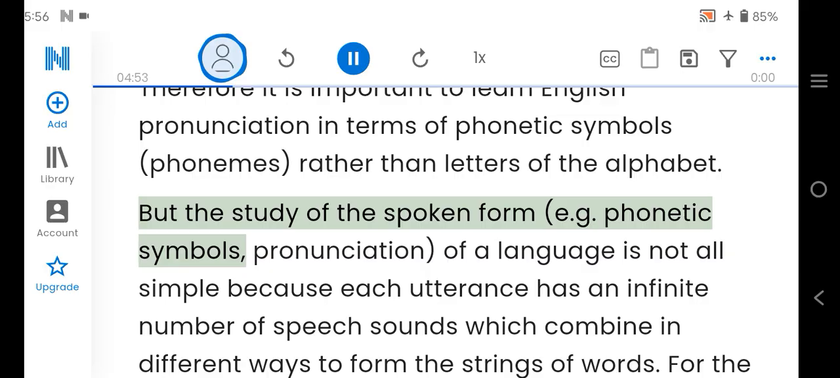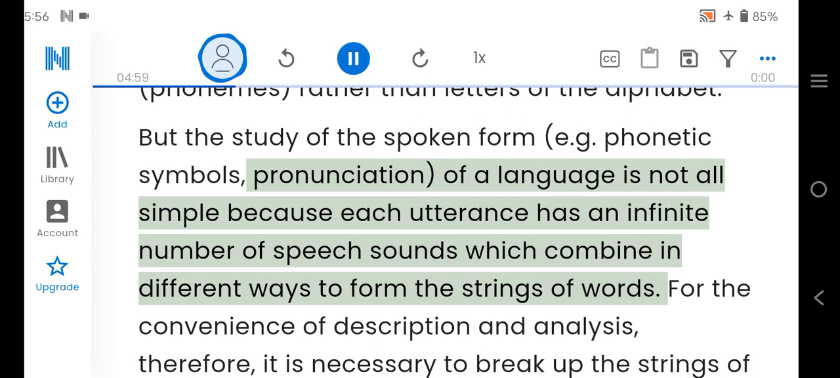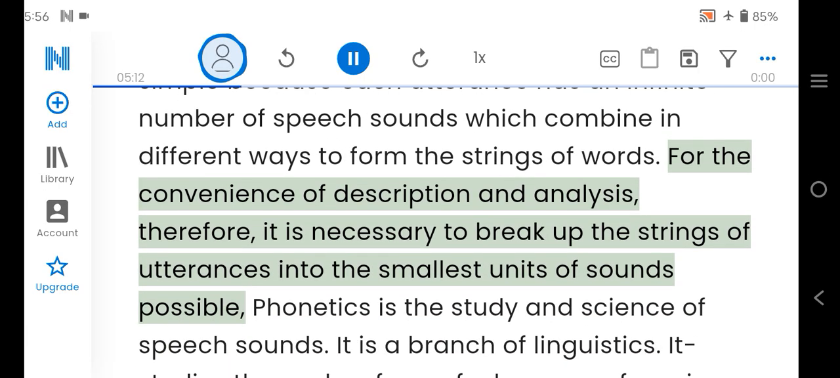But the study of the spoken form, e.g. phonetic symbols. Pronunciation of a language is not at all simple because each utterance has an infinite number of speech sounds which combine in different ways to form strings of words. For the convenience of description and analysis, therefore, it is necessary to break up the strings of utterances into the smallest units of sounds possible.